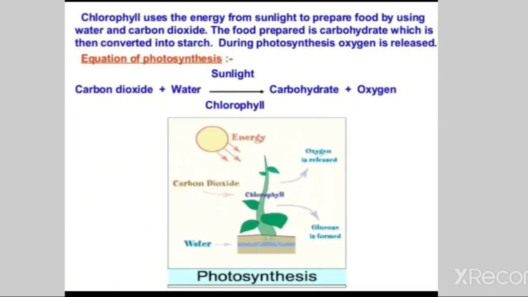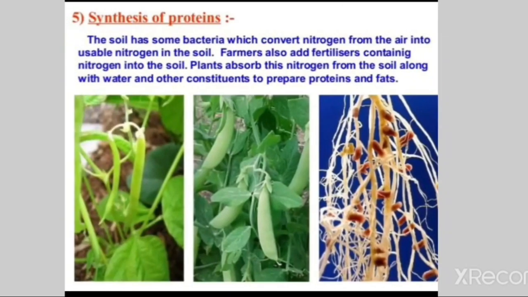Chlorophyll uses the energy from sunlight to prepare food by using water and carbon dioxide. The food prepared is carbohydrate, which is then converted into starch. So the equation is carbon dioxide plus water, in the presence of sunlight and chlorophyll, gives carbohydrate and oxygen.